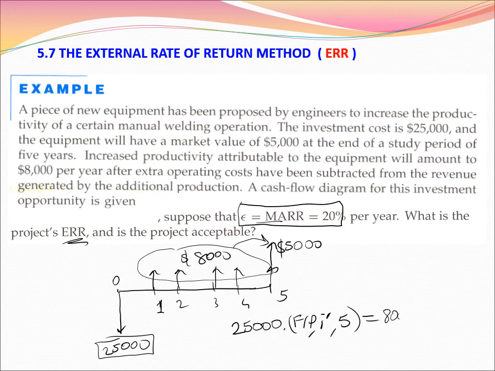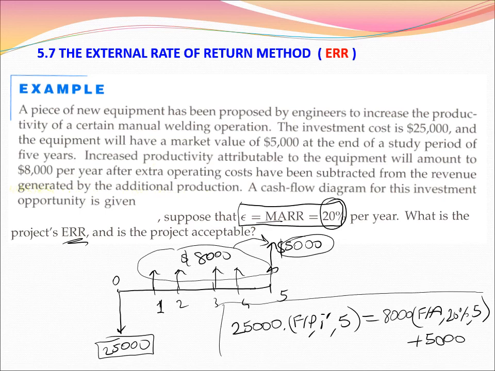So this 8,000 will be F given A. Now what interest rate am I going to use? I'm going to use the external rate of return, which is 20%, and 5. And also this 5,000 is already at time 5. It is already at the future time, so I don't need to convert that. Now I need to solve this equation to find this interest rate, and that is the external rate of return of this project.